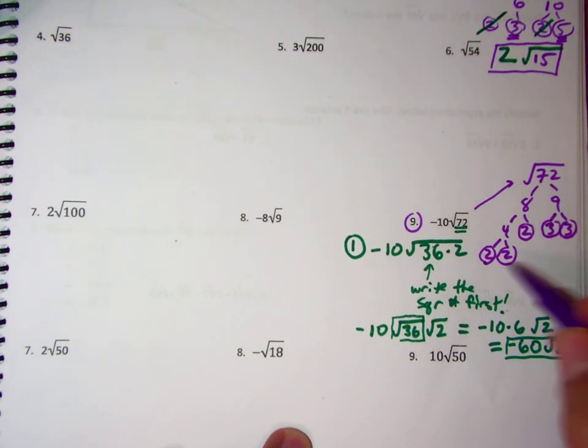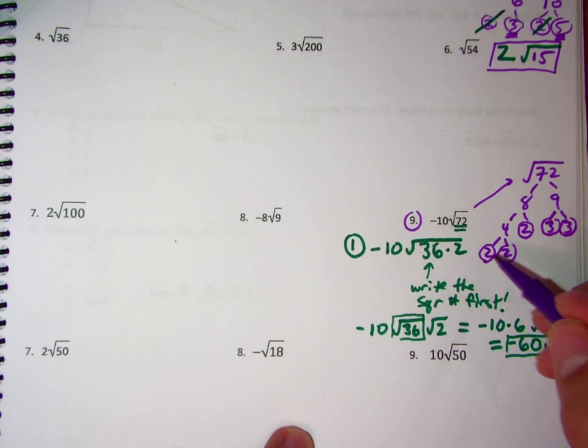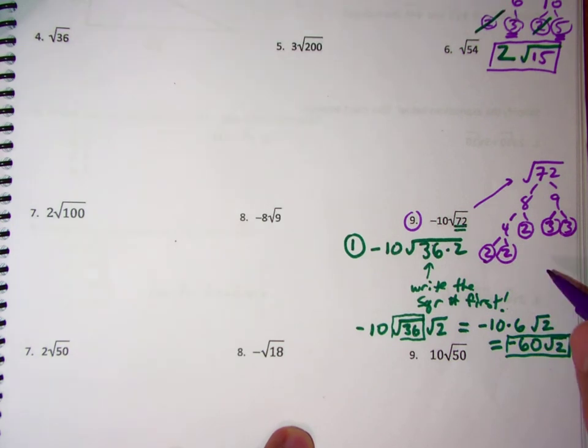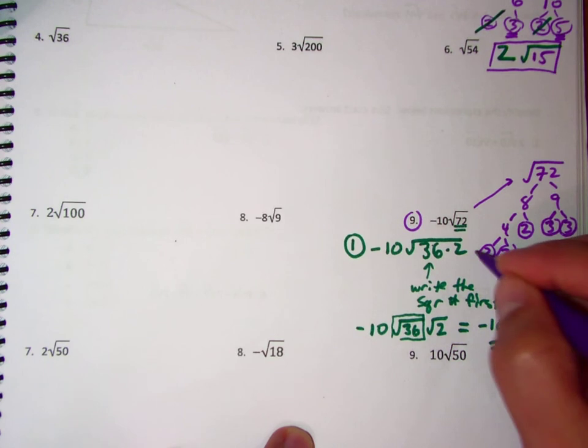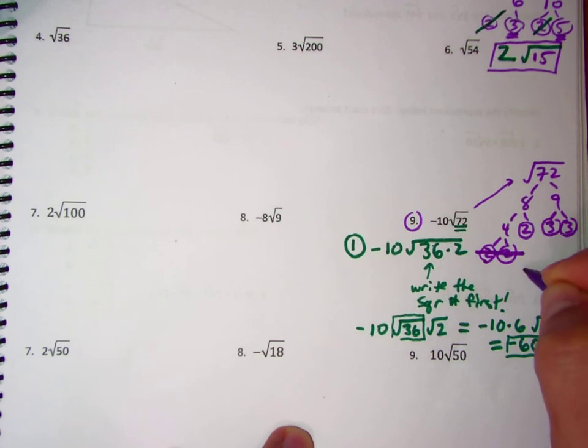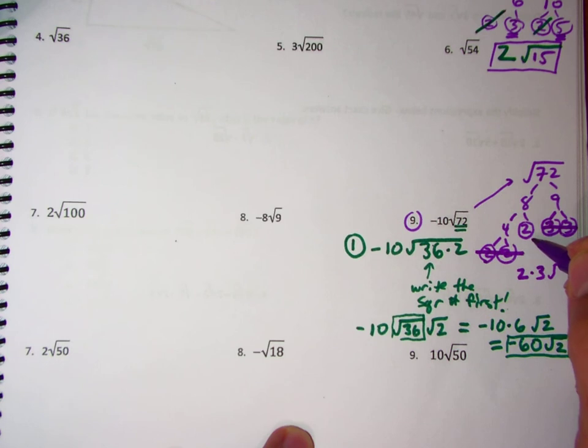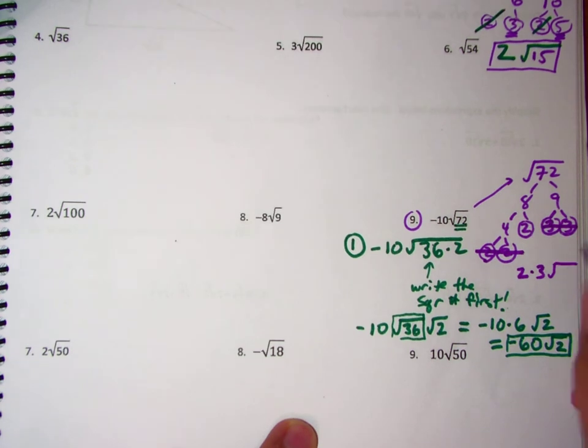And so here's my final product, right? 2 times 2 times 2 times 3 times 3. Remember, for every pair, we take one out. So here's a pair of 2's. So a 2 comes out. Here's a pair of 3's. So a 3 comes out. And now what's left? What's left is just this single 2, and that's going to go on the inside. And now you multiply these numbers in front, so you get 2 times 3, which is 6 root 2.